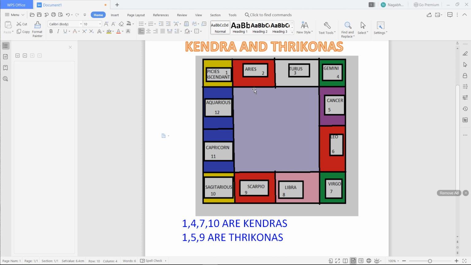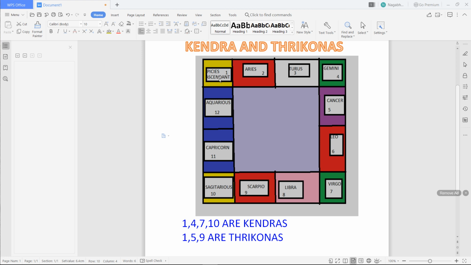This Kundali started from Pisces. Pisces is the first sign, second Aries, third Taurus, Gemini fourth, Cancer 5, Leo 6, Virgo 7, Libra 8, Scorpio 9, Sagittarius 10, Capricorn 11, Aquarius 12. So this is what we call the Pisces ascendant chart.